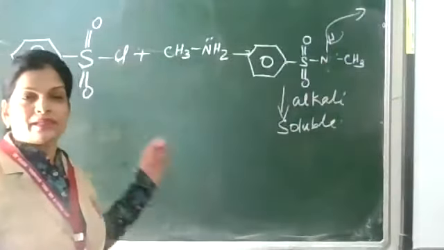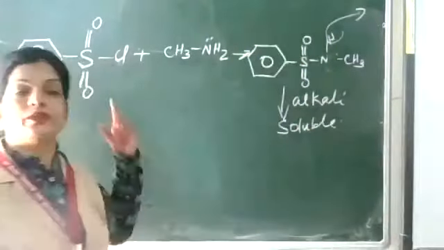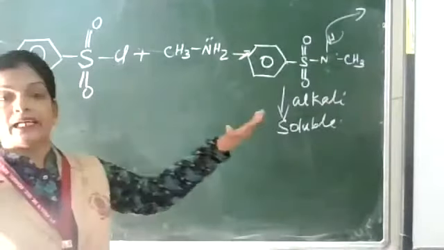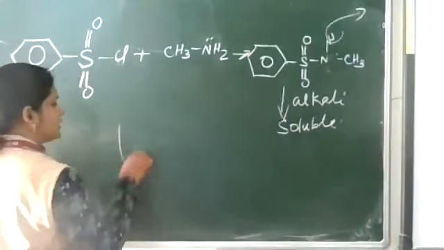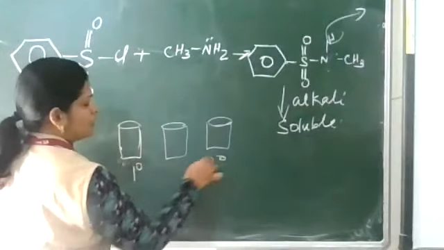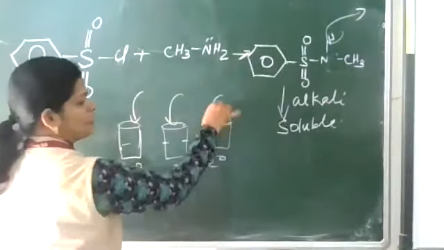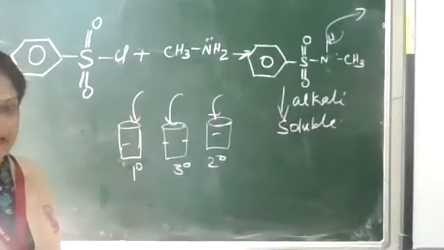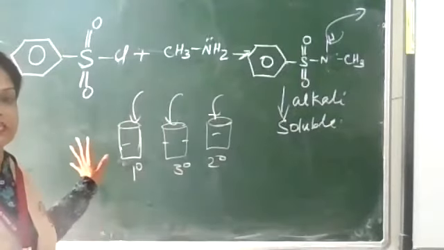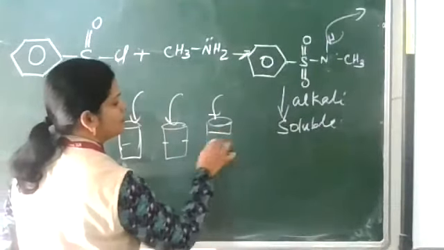So what you have to do is take benzene sulfonyl chloride and the 1 degree, 2 degree or 3 degree amine, whichever you want to test. After putting this, you put alkali. Take three test tubes containing 1 degree, 2 degree and 3 degree amines; we don't know which is which. To all you add benzene sulfonyl chloride, followed by alkali. If you see everything soluble, only one phase, that is 1 degree.